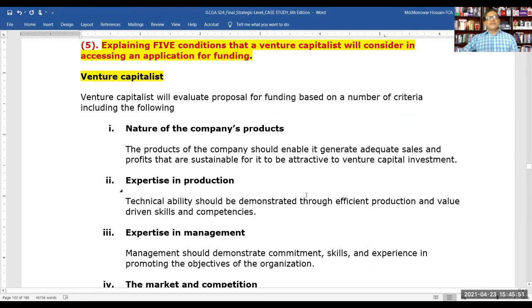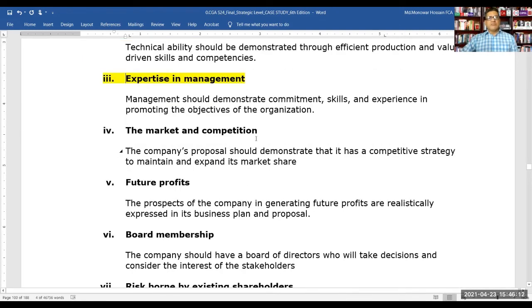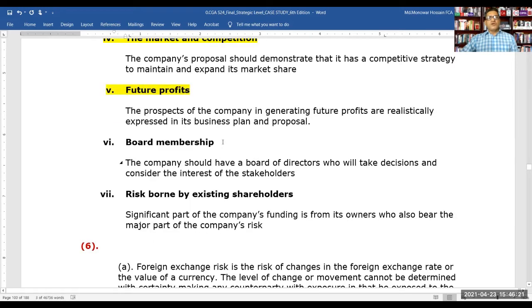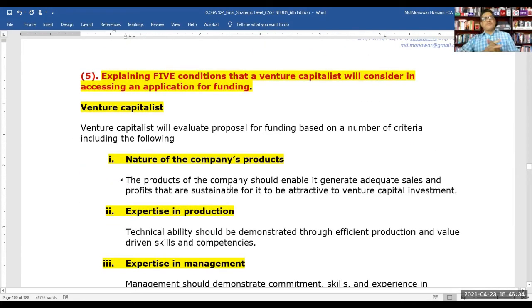Venture capital will evaluate a proposal for funding based on a number of criteria, including the nature of the company's product, expertise in production, expertise in management, the market and competition, future profit, board membership, and risks brought to the existing shareholders. These are the fundamental things venture capital will process before giving the funding to the company.